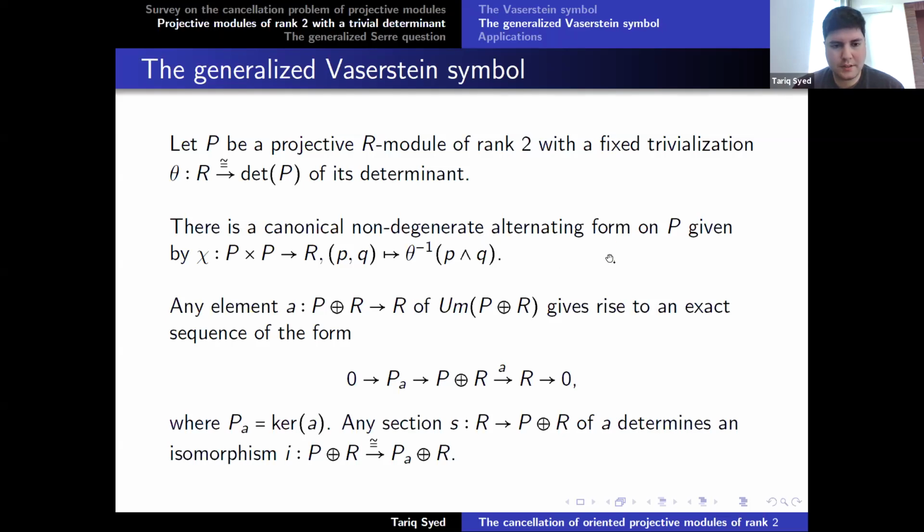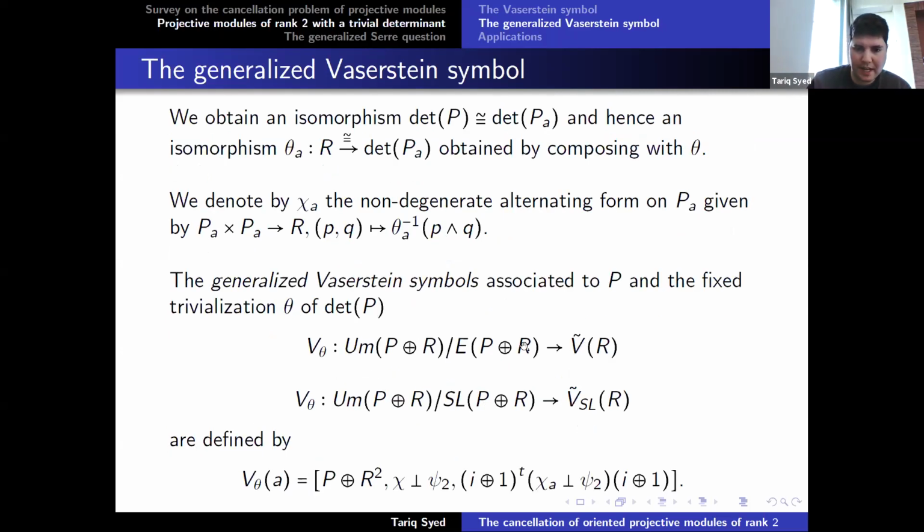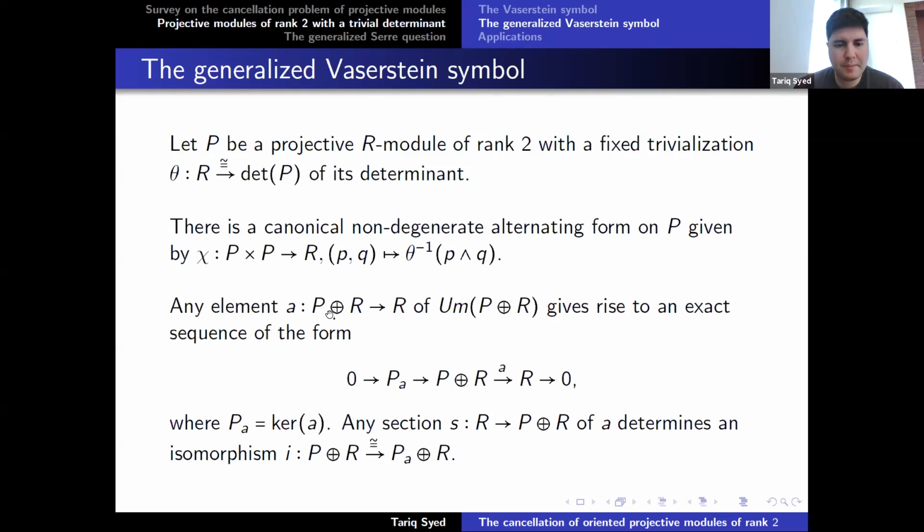So now we want to define the generalized Waserstein symbol associated to any epimorphism. Maybe I go one slide forward. So we want to define something like this and this. So we start with epimorphisms. So let's go back. Any epimorphism from P plus R to R gives rise to an exact sequence, which is necessarily split. So we consider this kernel PA associated to A, it's just the kernel of A. And any section, we have to choose a section here, determines a stable isomorphism from P plus R to PA plus R. And this isomorphism already induces an isomorphism on the determinant. So the determinant of P is then automatically isomorphic to the determinant of PA.